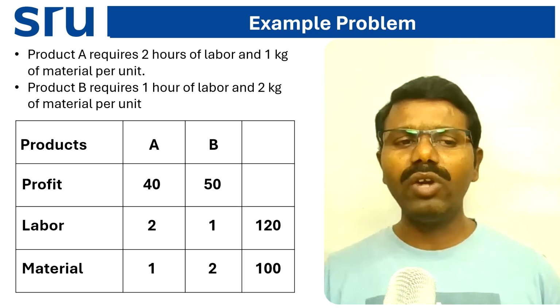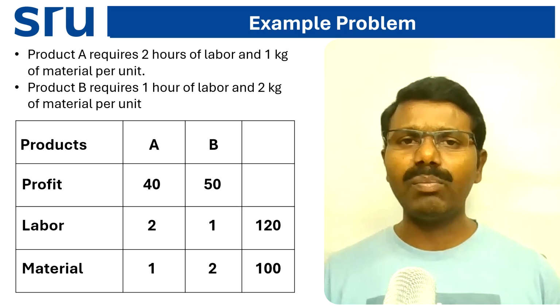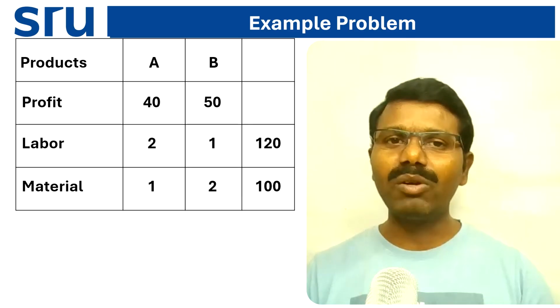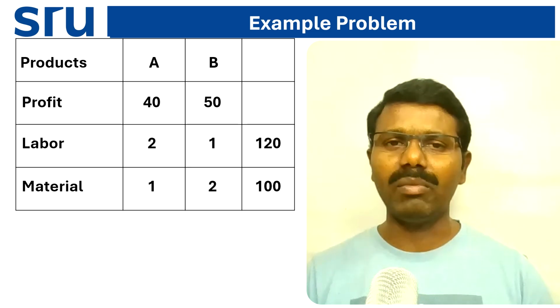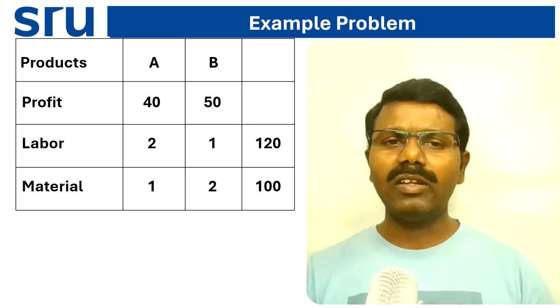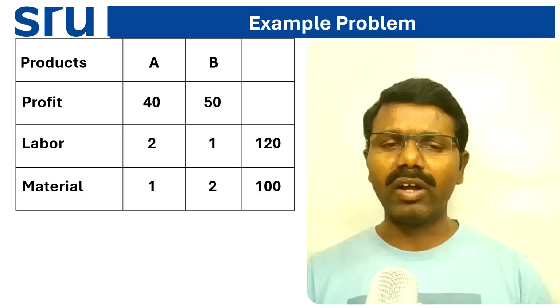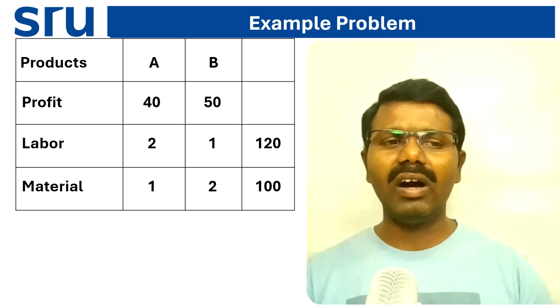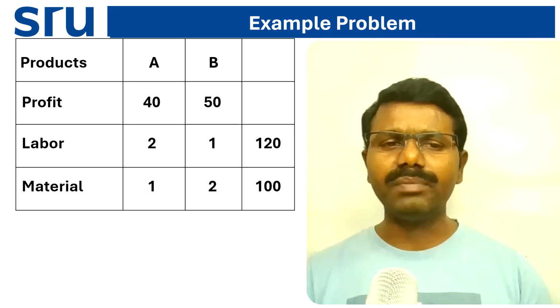So this is how you need to draft the entire problem into a table. By seeing this table, which is very simple, you can understand the entire problem. So finally what we need to find out here is the number of products that need to be produced, of product A and product B. How many quantity of products need to be manufactured? That is the final thing we need to find out.